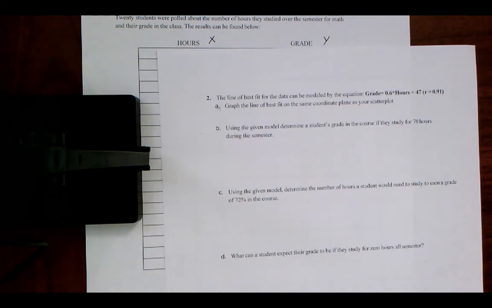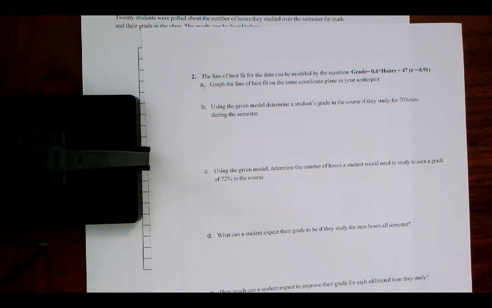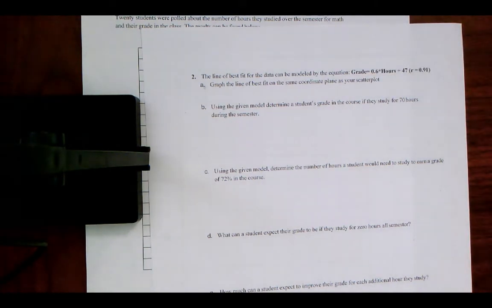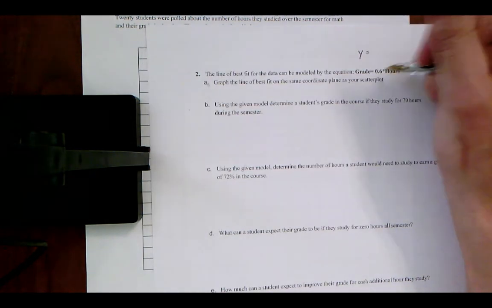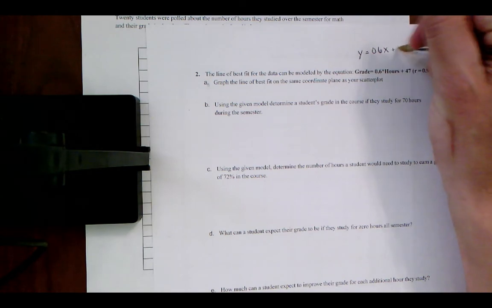On the back side, we want to graph the line of best fit. The line of best fit is given to us in here, and it tells us that the relationship between the hours that we study and the grade is given to us by this equation right here. Remember that the hours studied is the x variable and the grade is the y variable. So this is the same thing as saying y equals 0.6x plus 47.